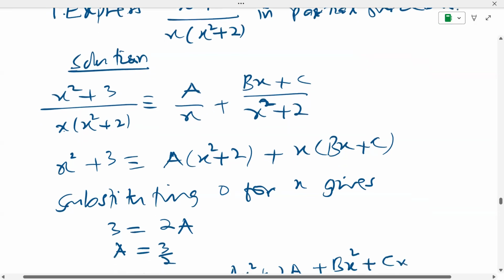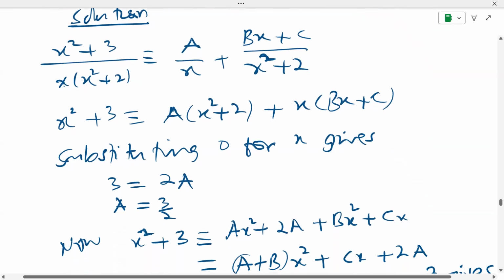So from here, we are going to compute our A, B, and C. What I'm going to do is substitute 0 for x in our expression here, and that will give us 3 equals 2A. So we make A the subject by dividing both sides by 2. So A will be 3 on 2. So we've been able to compute A.